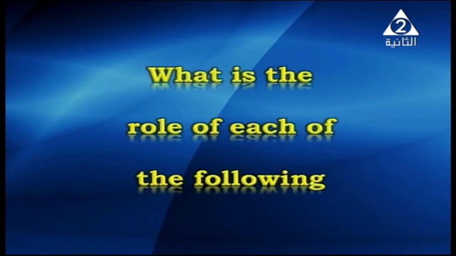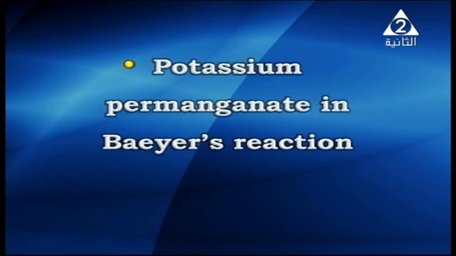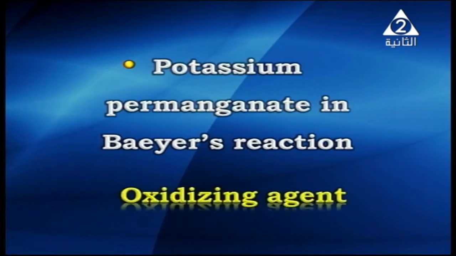Next type of question. What is the role of each of the following? Potassium permanganate in bioreaction. Yes, it is an oxidizing agent. As we know, my dear student, that ethylene reacts with dilute potassium permanganate in alkaline medium, giving ethylene glycol, where the oxidation of ethylene takes place, forming the dihydric alcohol ethylene glycol.